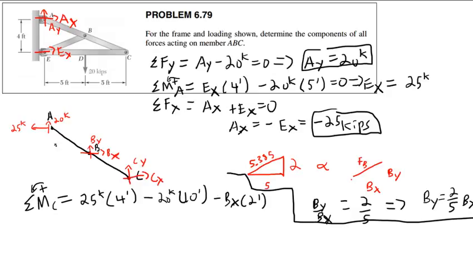Let's see. Yeah, 25 kips times 4 feet. Wait a minute, something's still not right. No, we're good. BX times 2 feet, yep, negative moment. And BY also negative moment, minus BY times 5 feet. And all this comes to 0.